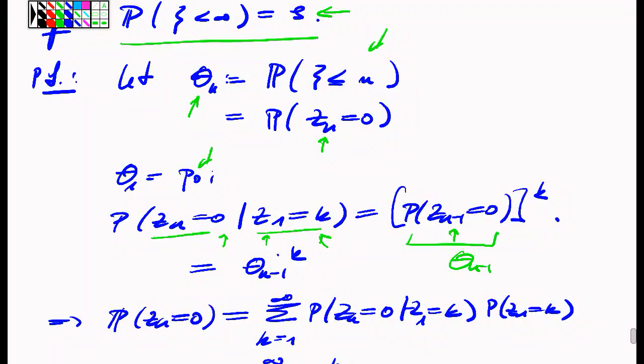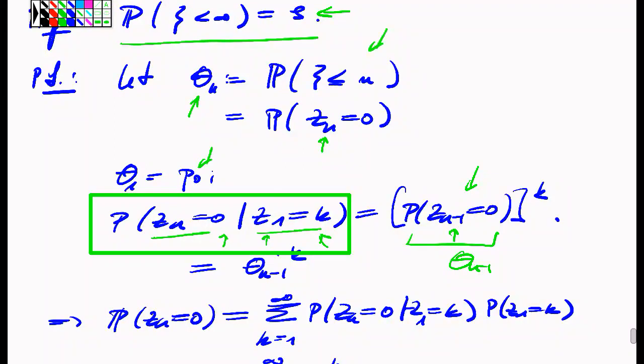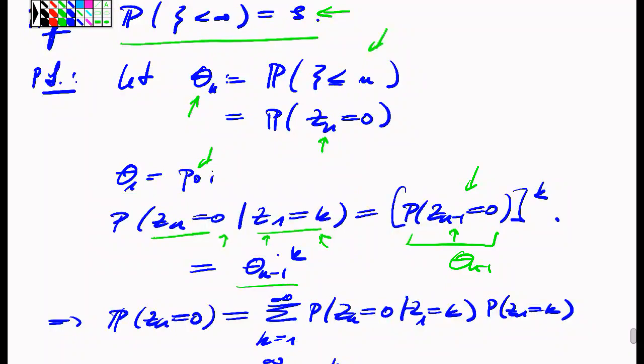And therefore we see that the probability of getting extinct in generation n, when we assume that in generation 1 we have k individuals, by independence, is the same as getting extinct in n-1 generations starting from one individual, to the power k for these k independent events. So therefore this conditional probability here is the theta n-1 parameter, the probability of getting extinct in n-1 steps, taken to the power k.